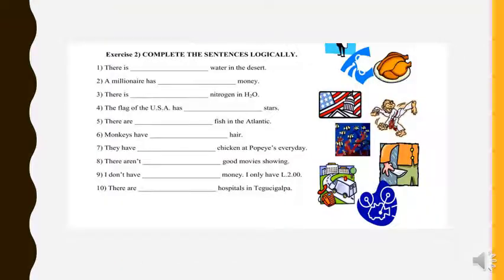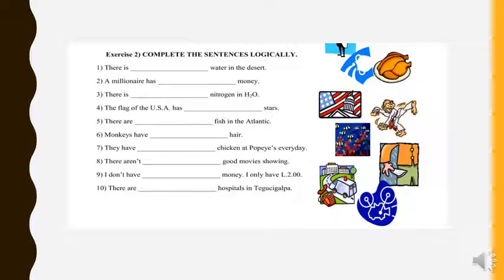Now we have to continue these sentences logically. If we said there is some water in the desert, a millionaire has a lot of money. There is some nitrogen in H2O. The flag of the USA has many stars, or a lot of stars, or some stars, logically. There are fish in the Atlantic. There are many fish in the Atlantic.